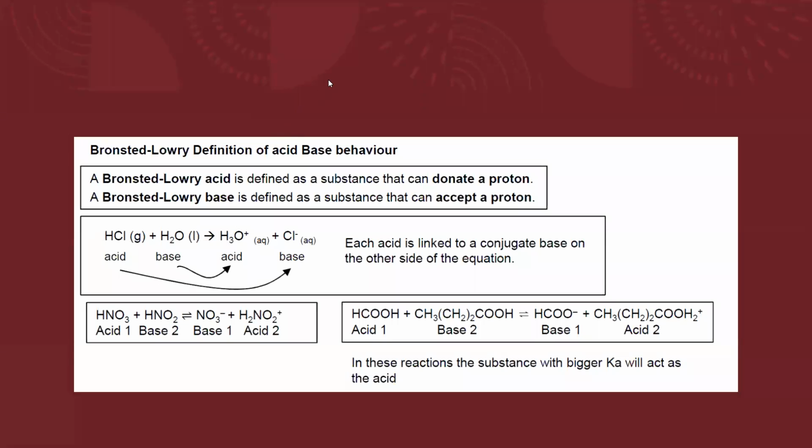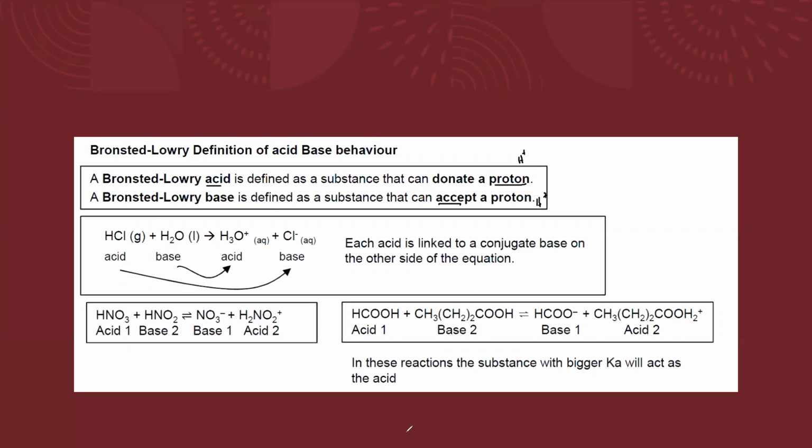So, in the Brønsted-Lowry definition of acid and base, what is the definition of acid? A substance which will donate a proton or H plus ion, we call that substance an acid. And in the same way, what is a base? A substance which accepts a proton or takes an H plus ion, we call that substance a base.